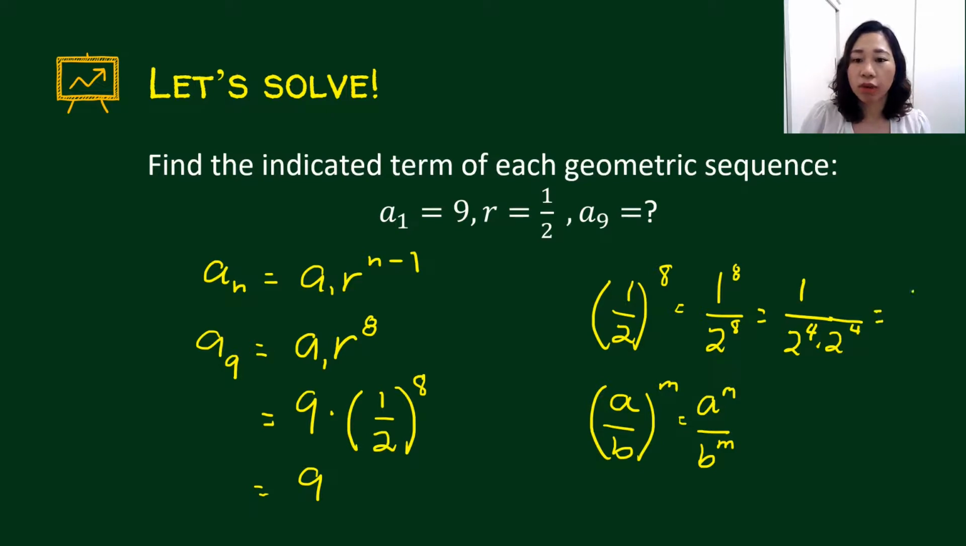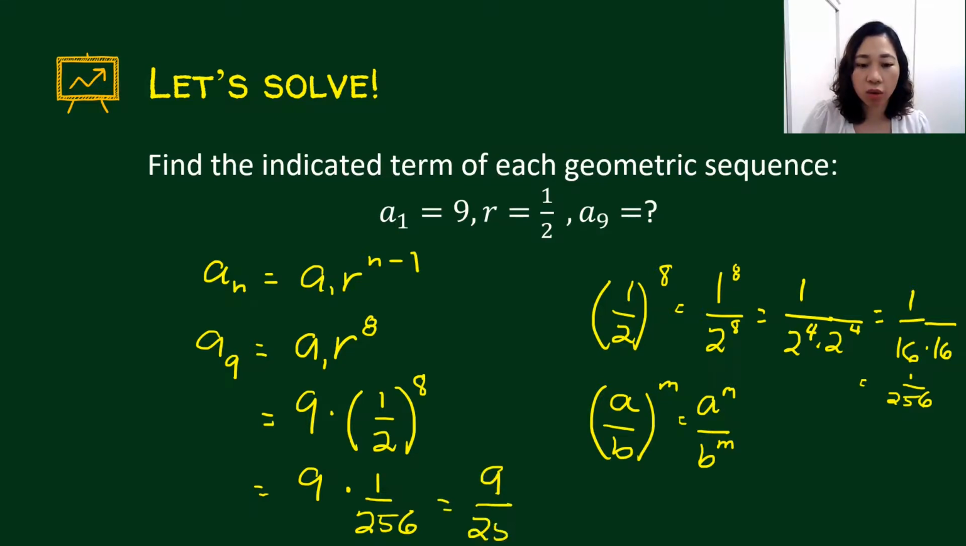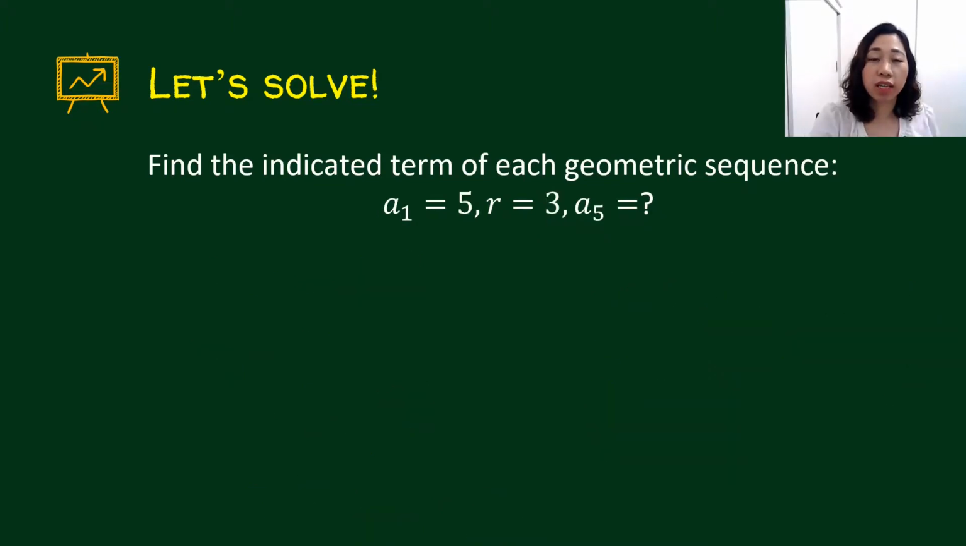What is 2 to the 4th? That is 16. So 16 times 16, that is 256. So that's 1 over 256. So this is 9 times 1 over 256. So our final answer is 9 over 256. Okay, so for this one, try to pause your video and answer the following problem.